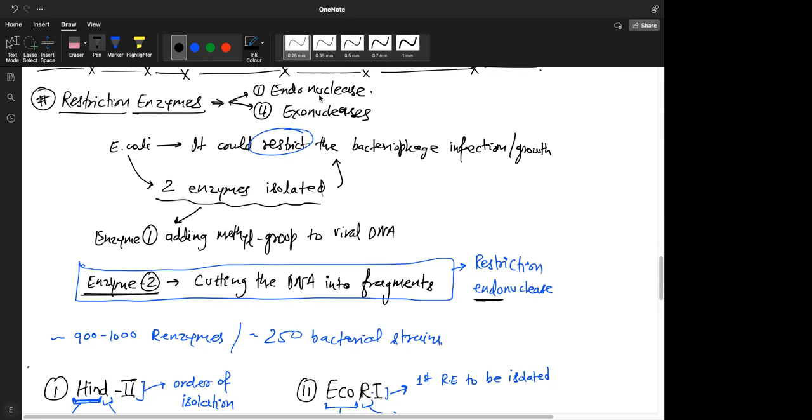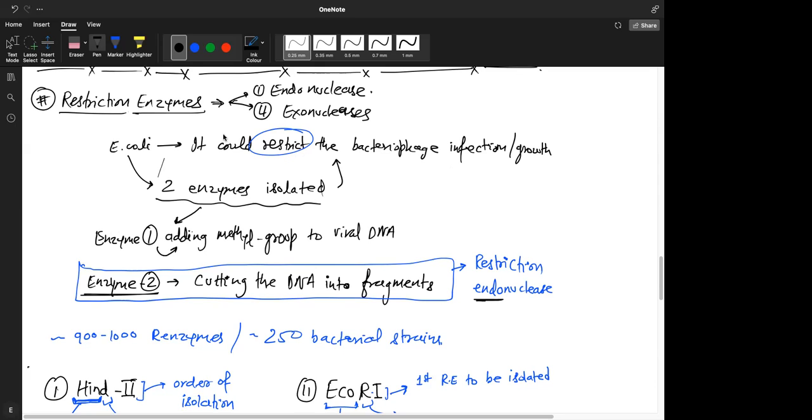So restriction enzymes, as you said, include endonucleases and exonucleases. How it was discovered: there was an experiment on E. coli where we found that E. coli could restrict the bacteriophage which attacks it, restricting its infection and growth. Two enzymes were isolated which could do this. The first enzyme added a methyl group to the viral DNA, and the second one cut the DNA into fragments. So the first enzyme was adding a methyl group to the viral DNA, and this was the mechanism by which it restricted the growth.